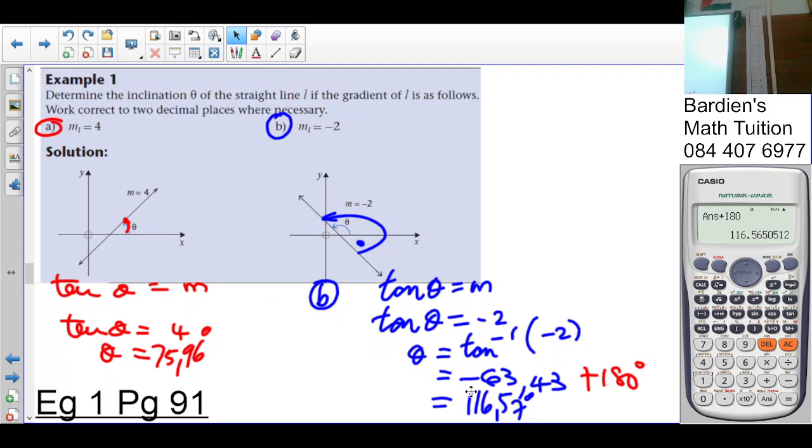Okay. Is there any confusion? No. So if you want to make a note: if the angle is negative, add 180 degrees. The angle is negative, you add 180 degrees, you get the obtuse angle. Okay. You all okay with that?